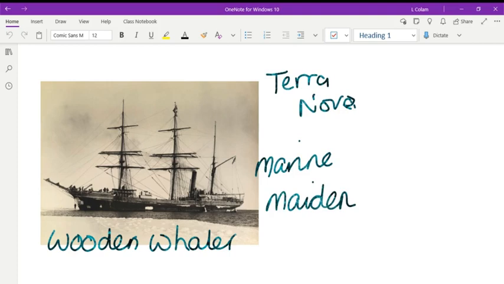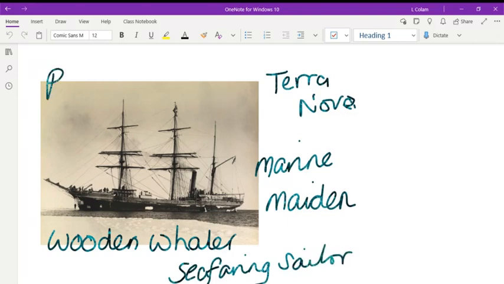You could talk about your crewmates as being seafaring sailors. You could talk about the ship being a seafaring sailor. Or if you didn't want to include any alliteration, you could call it a polar voyager. And you'll see where all these things kind of interlink when I show you the teacher model in a moment.